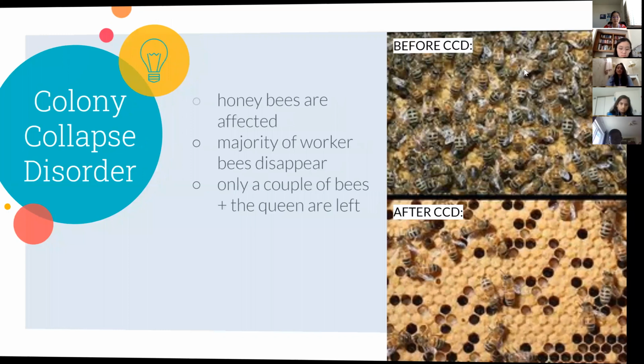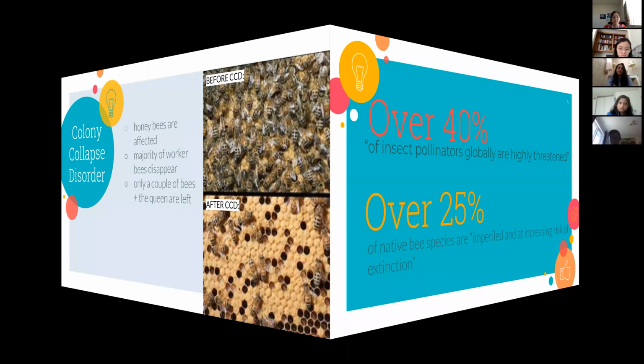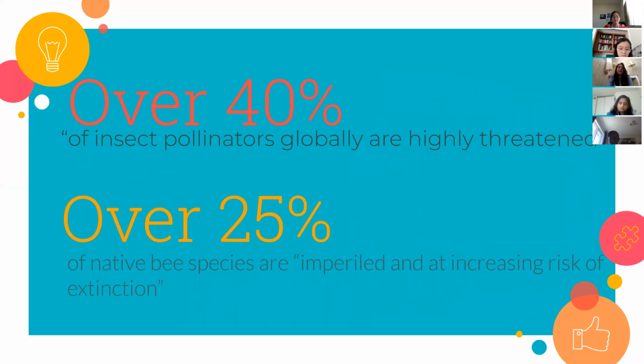Two main numbers to keep in your mind when you're thinking about the pollinators and the issues that they're facing is that over 40% of insect pollinators are globally threatened. So this means that over the last 2 days we talked about some insect pollinators, and around 40% of them have a really high risk of facing these issues. And over 25% of native bees are imperiled and at increasing risk of extinction, which basically means that of the native bees that we talked about yesterday, 25% of them are in danger of dying. Next slide, please.